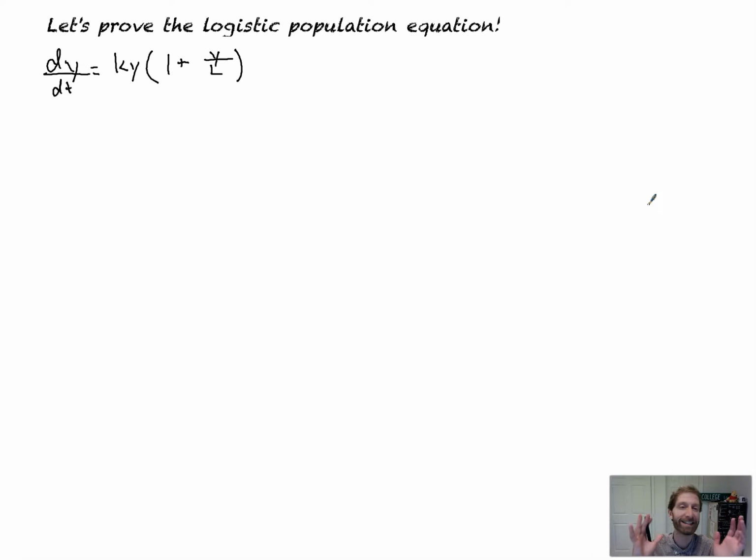Yeah, this is huge. What we're going to show in this video, and it's going to be a tough one, but for those of you that wanted to know why we can go from this differential equation to the population equation, which is y equals L, the carrying capacity, all over 1 plus Ce to the minus kt. For those of you that wanted to know why or how we go from here to here, you got it. Hopefully you'll never have to do this in class, but let's dive.